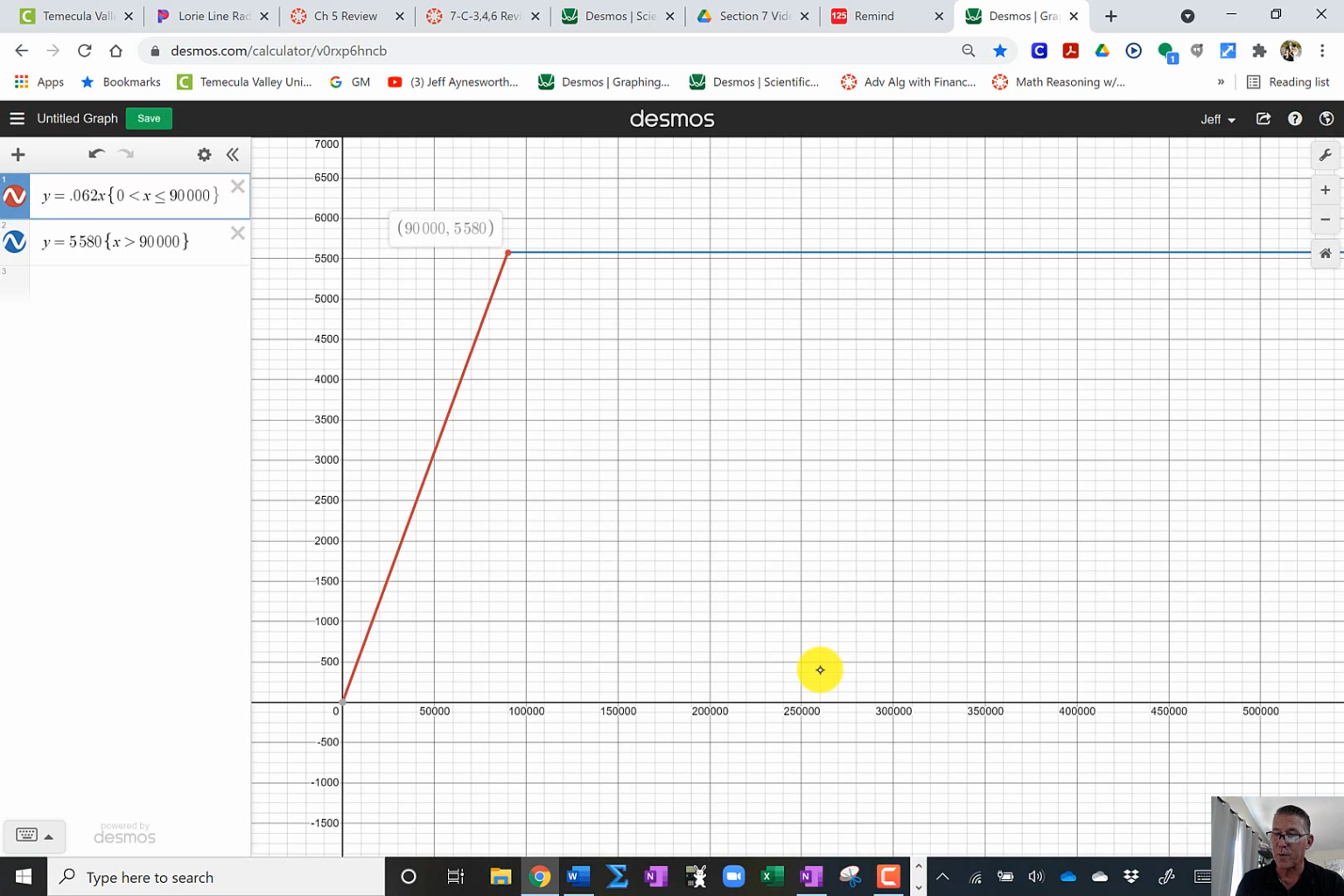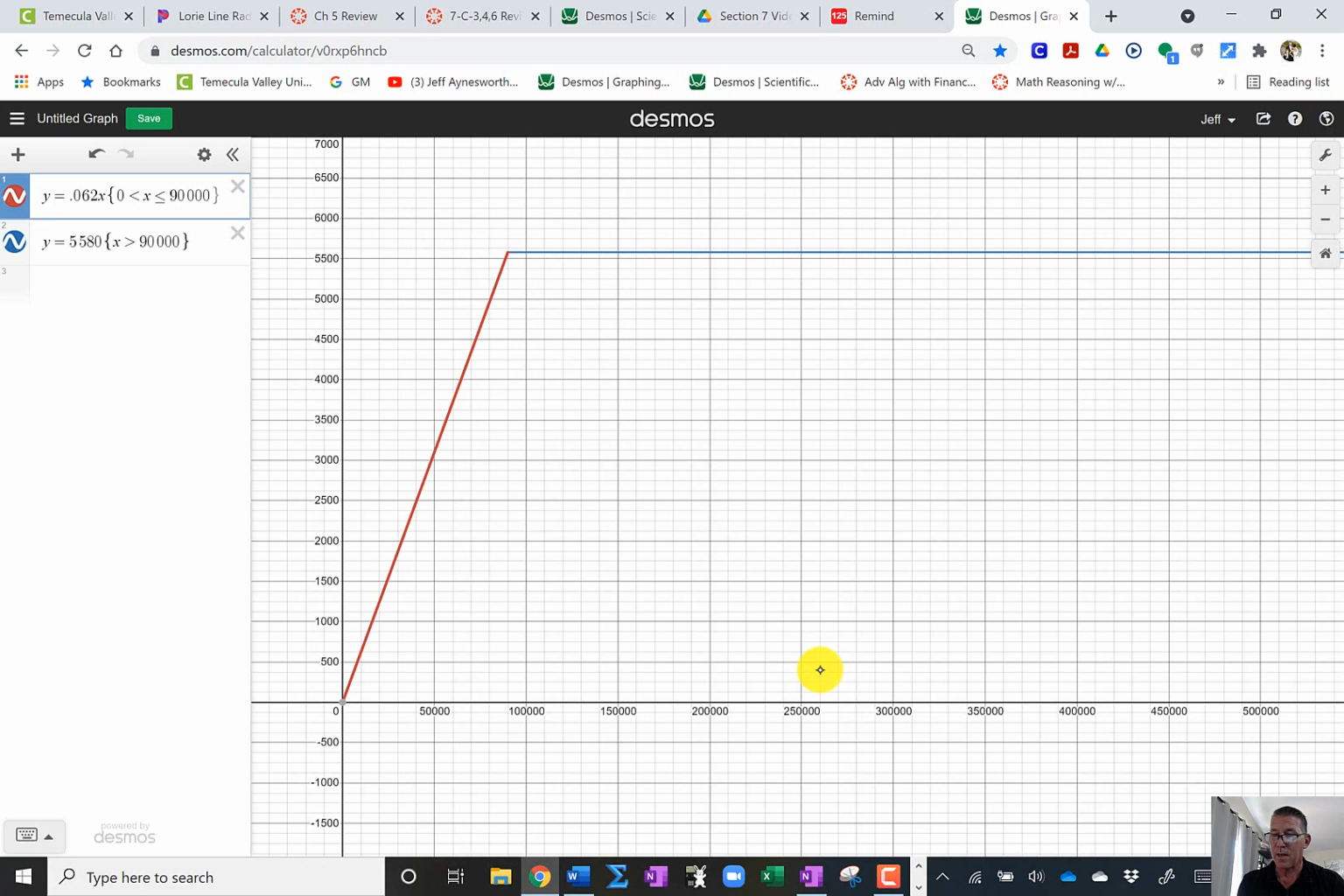Now it says part C, find the coordinates of the cusp. The cusp is the turning point, and that's right here. The cusp is the turning point, and that happens at 90,000, comma, 5,580. So it goes income, comma, amount taxed. That's how you read the cusp.